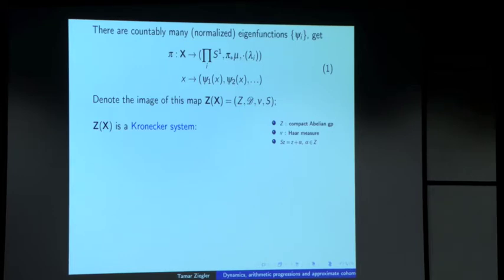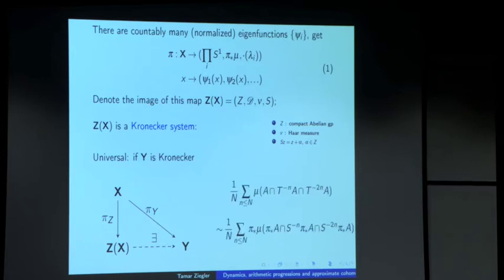Well, I didn't tell you how I can deduce Roth's theorem from this, but here are some facts about this Kronecker system. The first thing is it's universal, so it's the biggest such system. If you have any other Kronecker system Y and a map from X to Y, then that map would factor through this Kronecker system. But more importantly, if I try to calculate this average that I tried before, this was the average that I was concerned with. I just wanted one n, but one n is very difficult to find. So instead of finding one, I try to find many of them.